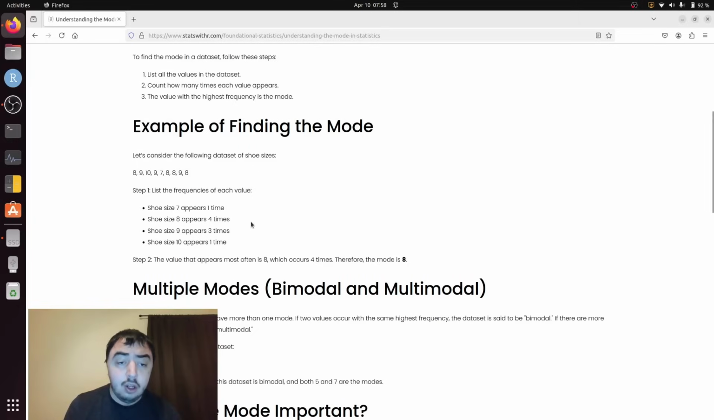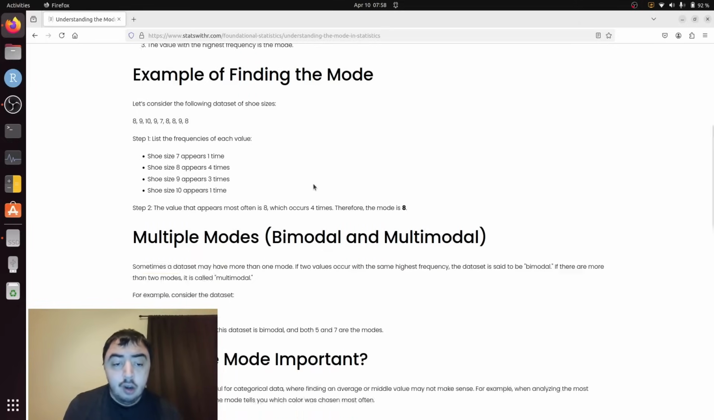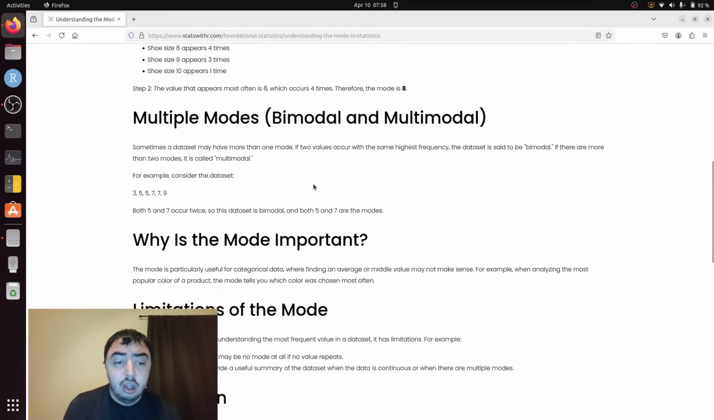Okay, so in this one, the shoe size of 8 appears 4 times, so the mode is 8. If you have multiple modes, then there can be 2 modes. So 5 appears twice in this data set, and 7 appears twice in this data set, and they're both the mode.